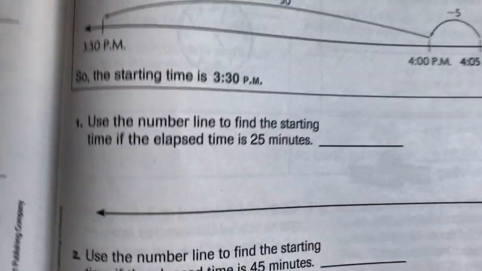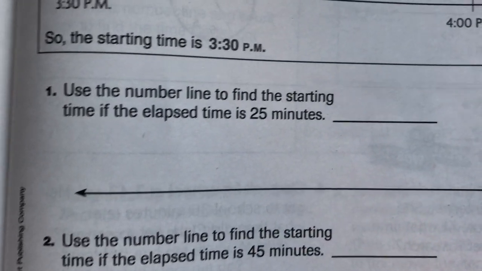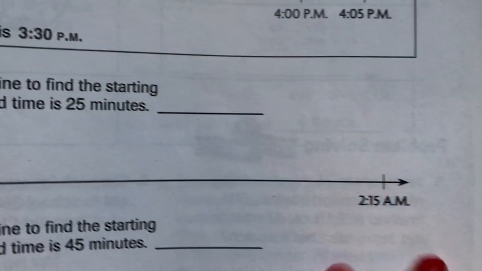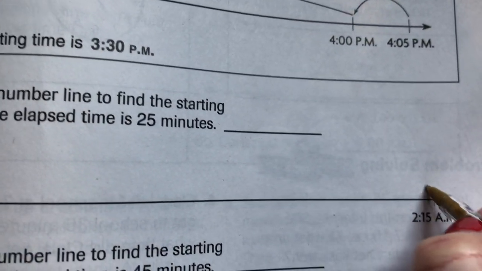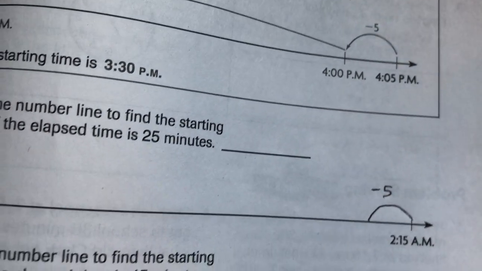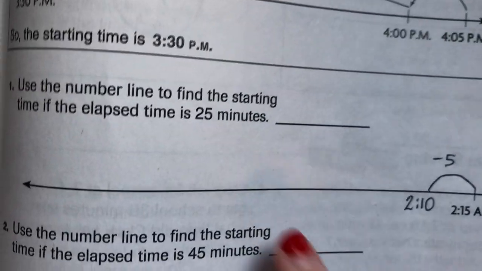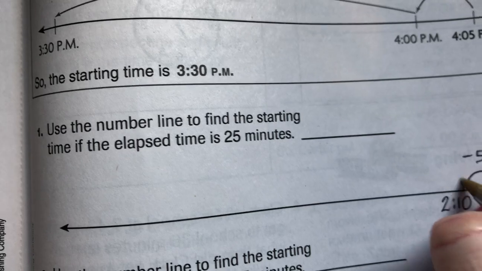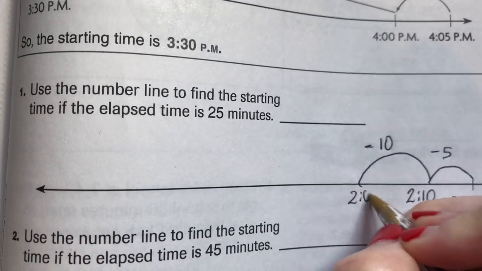So again, this is a little tricky, so I'm going to go slow today to make sure that you're following all the steps. Use the number line to find the starting time if the elapsed time is 25 minutes. So they marked here on our number line 2:15. We're going back 25 minutes. So the first thing that I'm going to do is go back 5 minutes. That's going to leave us at 2:10. Okay, we're going back 25 minutes. So I have to go back another 20 minutes because I already went back 5. So if I go back 10 minutes, that's going to leave me at 2 o'clock.